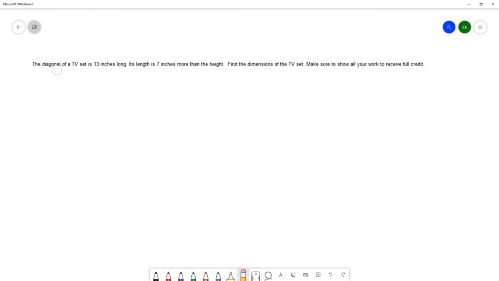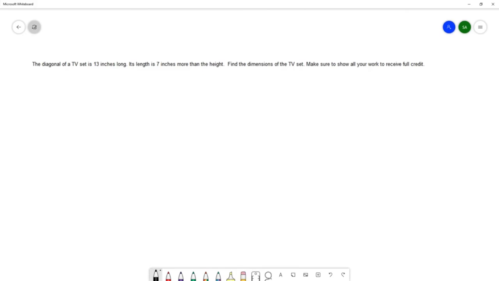The diagonal of a TV set is 13 inches long. The length is 7 inches more than the height. Find the dimensions of the TV set. Make sure to show your work to receive full credit.